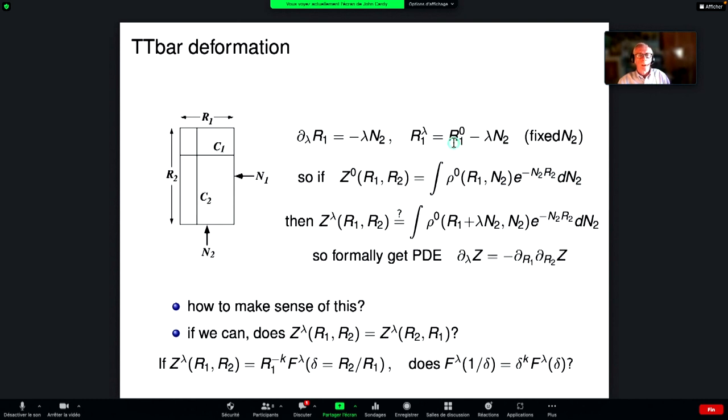Interestingly enough, and I'm sure that Krzysztof would have appreciated this, you can think of these as the equations of a fluid in the Lagrangian description, with r being the position, lambda being the time, and m being the velocity. So it's a non-interacting fluid. Very, very simple.